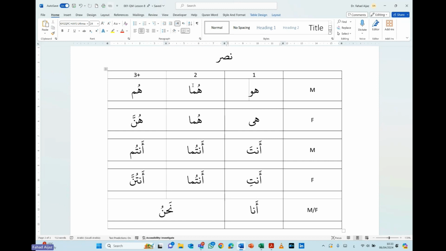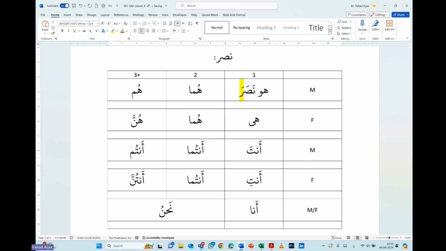So what I'm going to do is write the first form of this fi'l. Huwa is nun, sad, ra. Okay? What you're looking at is the ra. It's the last root letter of that fi'l that is having a fatha. Okay? Nasara. So when you look at nasara, any word that maps to this format is most likely a fi'l.